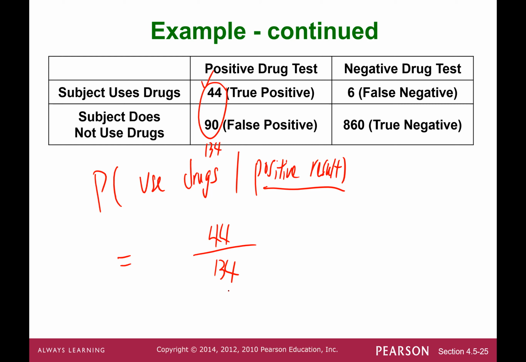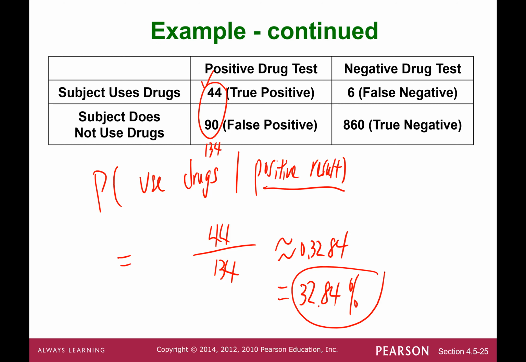So this is approximately 0.3284, and that's 32.84%. Okay, and that's how we look at conditional probability. In essence, it's not that complicated if you find the right category. In this case, it's all the positive test results. And then out of all the positive test results, let's see how many of them use drugs, right? 44 of them. So it's 44 over 134. And therefore we get a probability of 0.3284. And that's pretty much it about conditional probability.